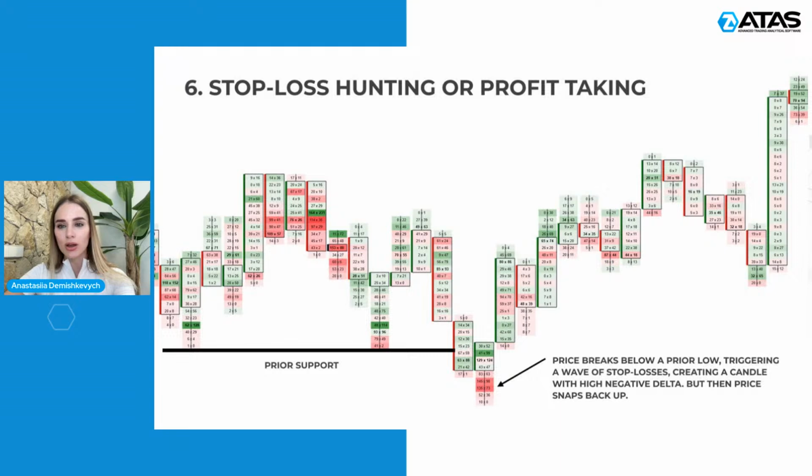Please let me know if this was clear. I do see the comments. So if this is clear, we are going to be moving on. And right now we talked about 6 different key footprint-based patterns, which we are going to be keeping an eye on during our live analysis as well.